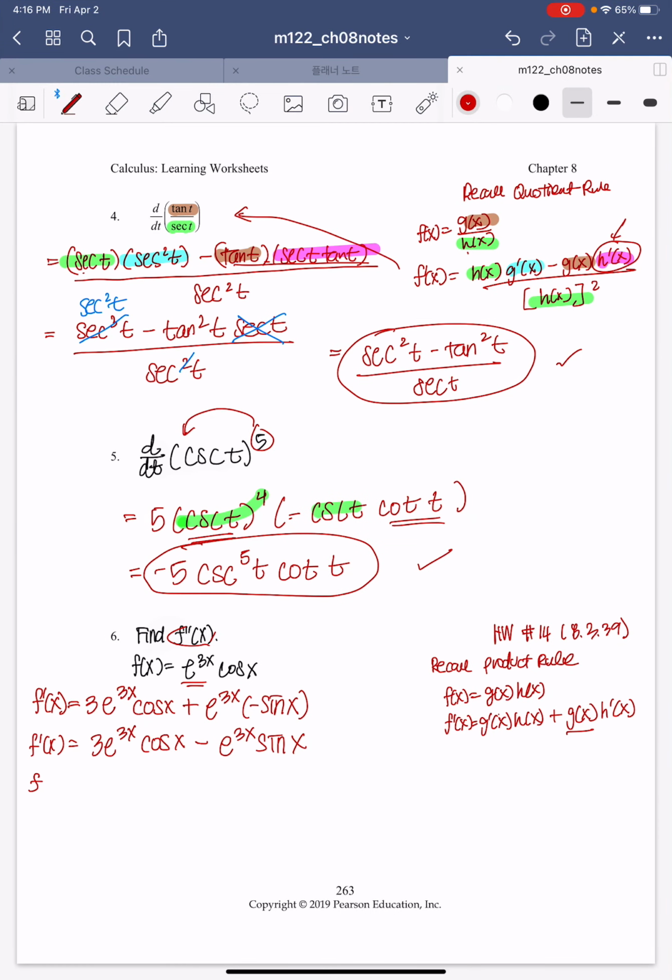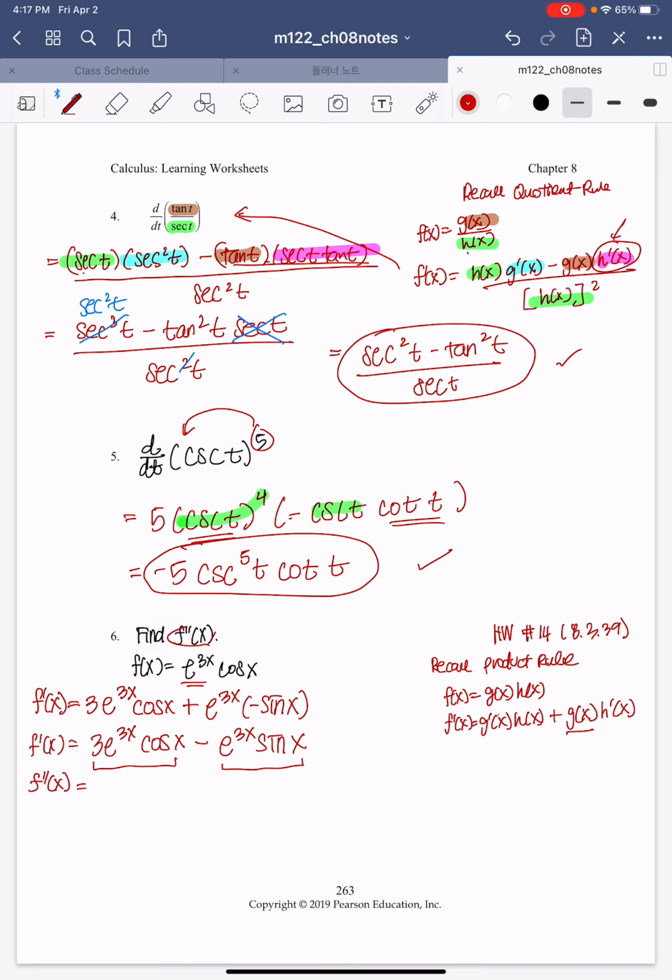Now let's take the second derivative. So I'm looking at this. I have to take the product rule twice, because this first term is a product rule and the second one is also a product rule. Two things being multiplied. So we have to do the product rule twice.